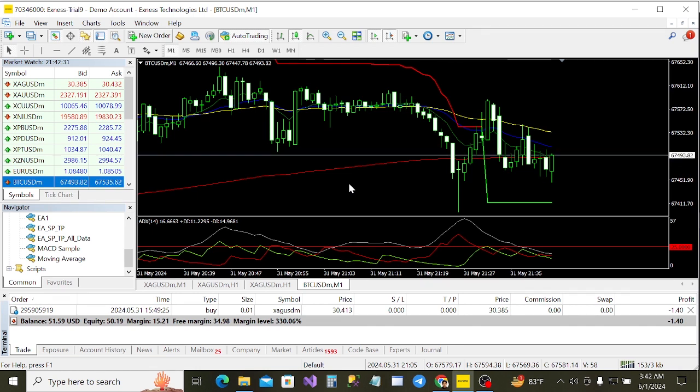Overall, Forex trading offers opportunities for profit, but it requires a solid understanding of the market dynamics, disciplined trading strategies, and effective risk management.